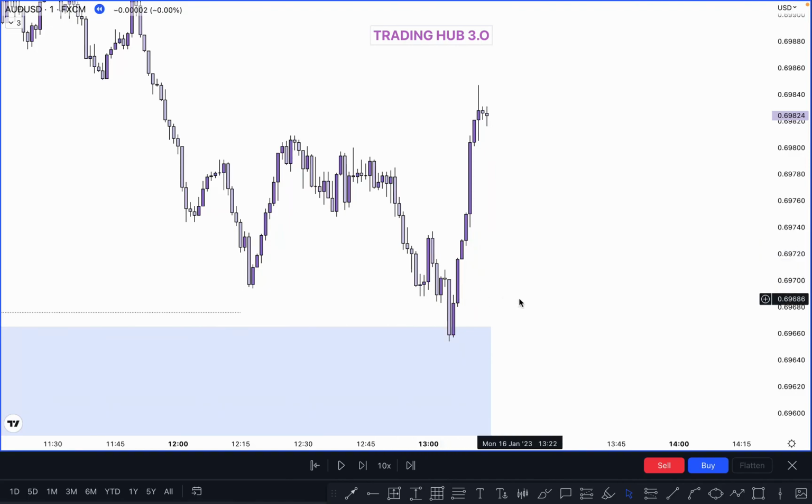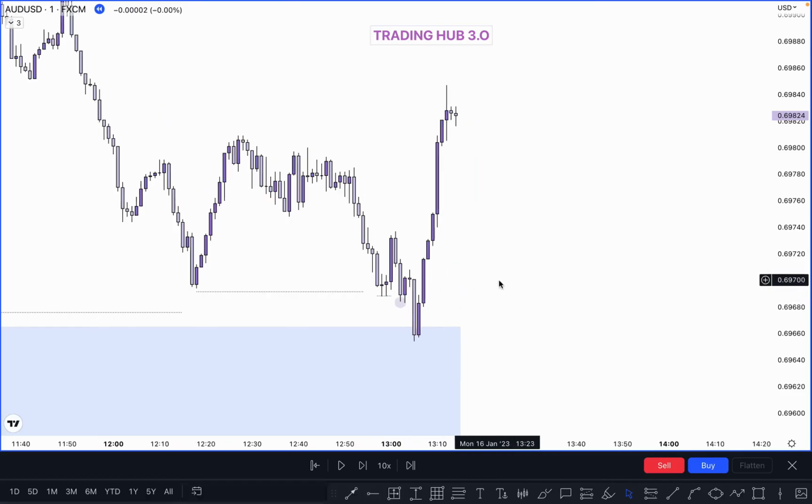So where is our CHoCH in this case? Look at this. You have to mark a valid structure in the lower time frame. This low is our lowest point. Why? Because the market broke the previous low, which is here, and this low broke this low, like this. So the lowest point is here. This one is our actual valid pullback.